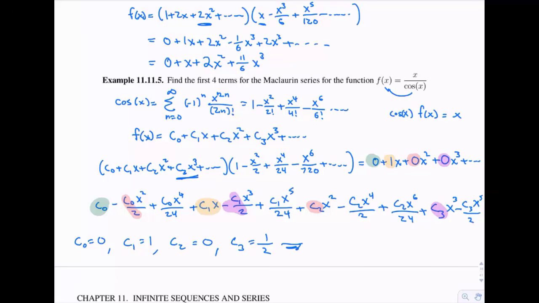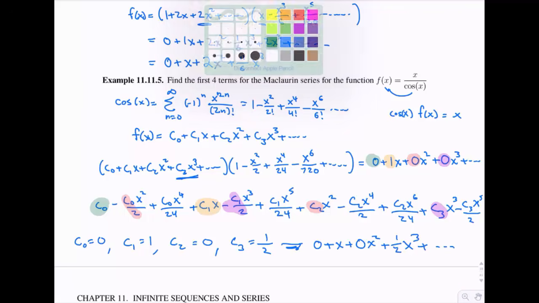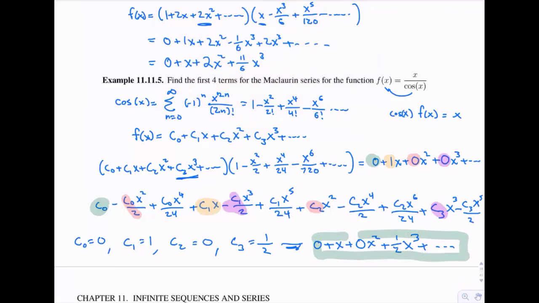So therefore, we now know the first 4 terms for our Maclaurin series, right? We know that c sub 0 has to be 0, c sub 1 has to be 1, c sub 2 has to be 0, c sub 3 has to be 1/2. So we can plug those into our f formula. And there we are. Those are the first 4 terms. And we now know how to multiply and divide.